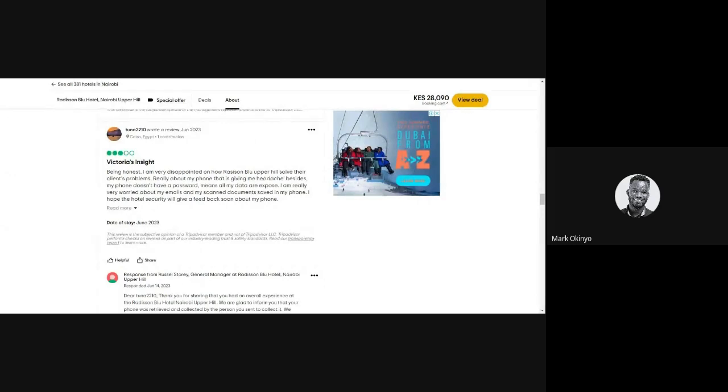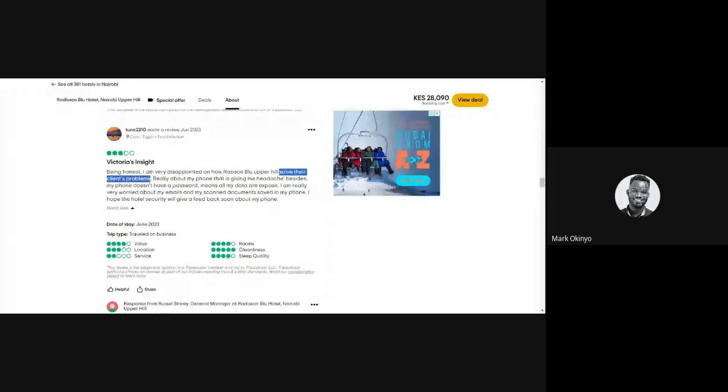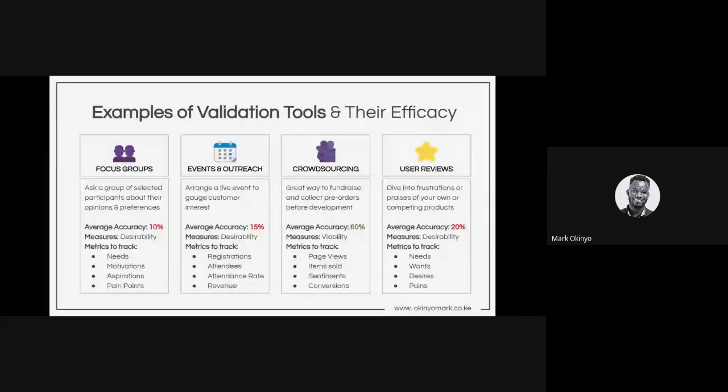Client resolution of client complaints. Yeah. So their phone, in terms of how they were handled, things like password. So again, that shows it's training. So in the service industry, you can see some of the things that are very important. So that's how you do customer research using reviews.